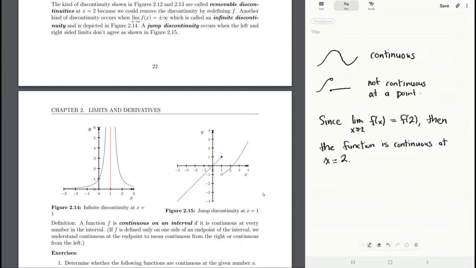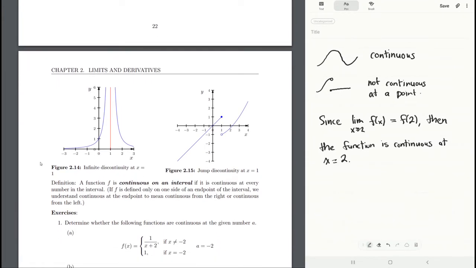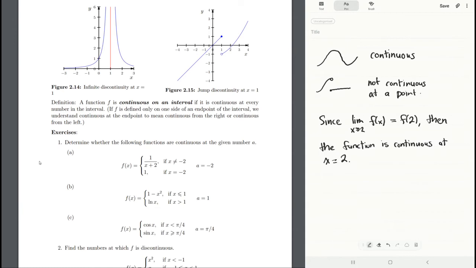We say that a function is continuous on an interval if it is continuous at every number in that interval. So now let's have a look at some examples of determining whether functions are continuous at a given point.